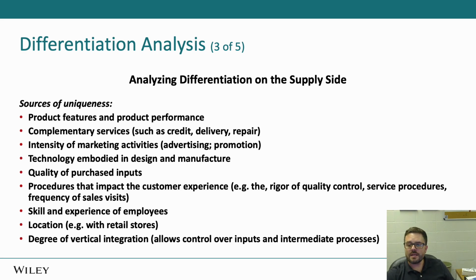Looking at the supply side now, the actual production, here potential sources of uniqueness: the product features and performance that we've talked about, complementary services. A lot of heavy machinery producers have to offer, or customers like it if they offer, things like credit, delivery, repair. A lot of furniture shops, especially places that sell slightly more expensive furniture, offer credit as well and delivery.